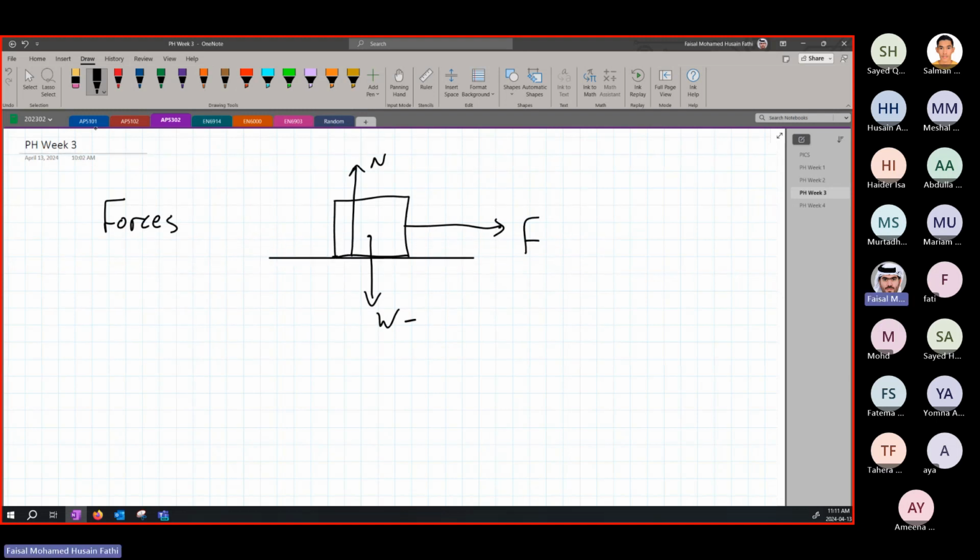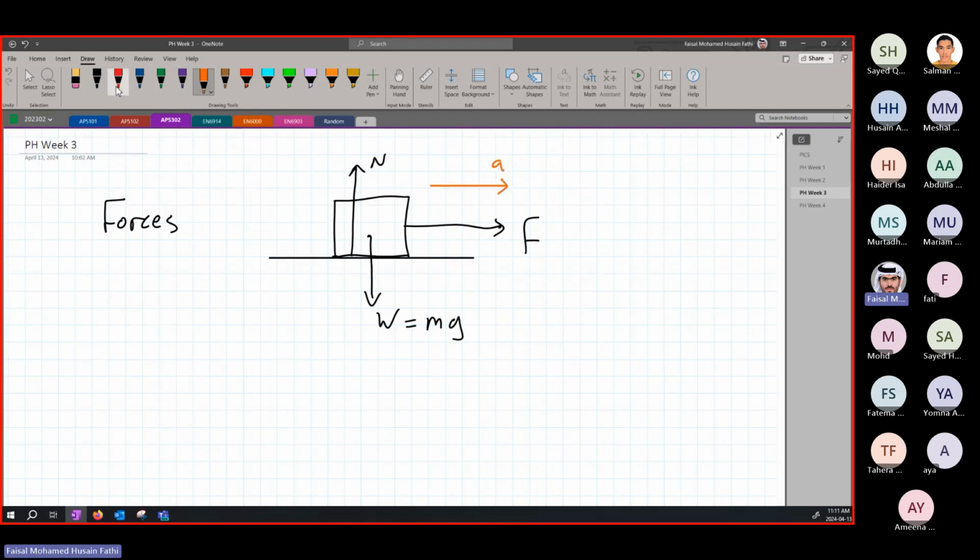This weight is equal to mg, which is mass times gravity. The normal force is just the reaction force to mg when there's no motion and acceleration, if you remember. If there's no movement up and down or no other forces, then N is going to be equal to W directly. And this force here is going to cause an acceleration in this direction.